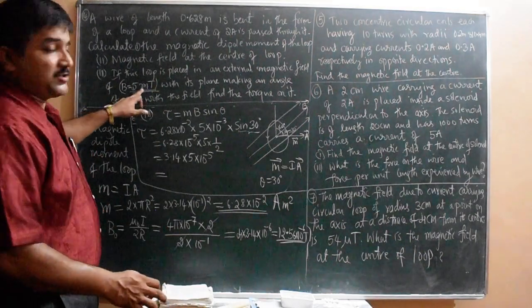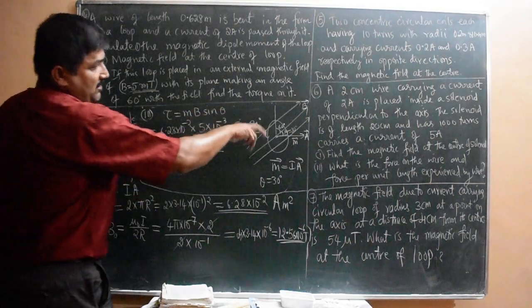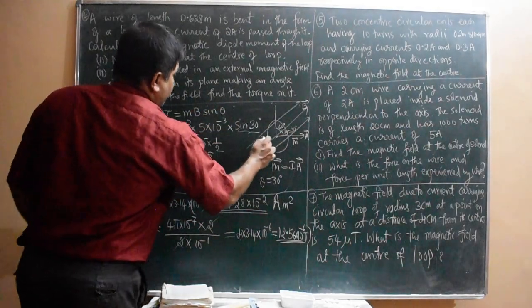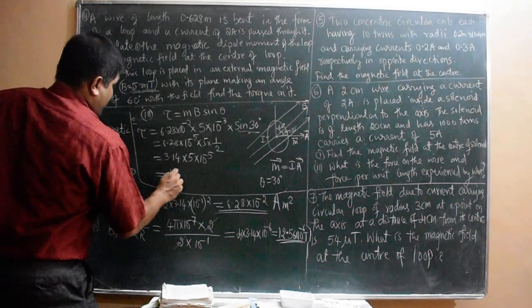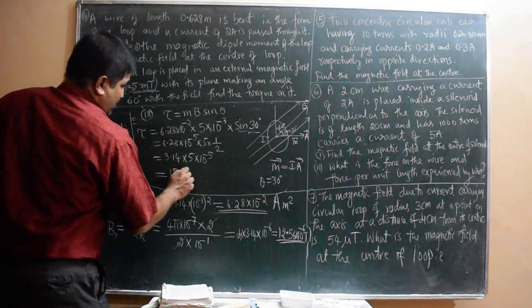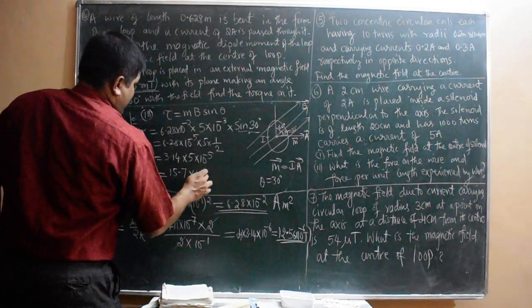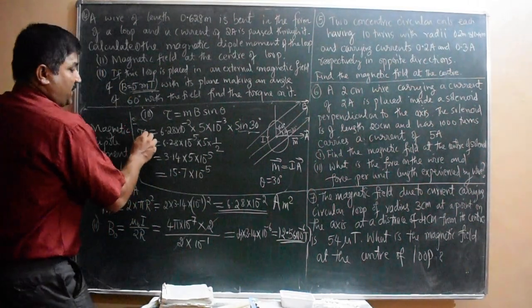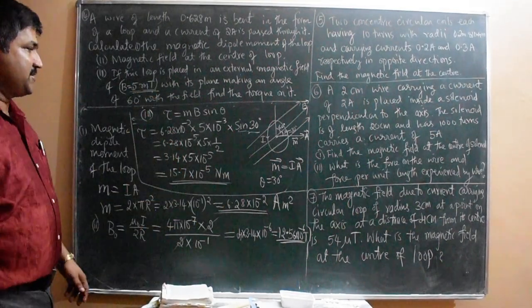This external field you have to substitute, not the field produced by the coil, not the field produced by the loop, but the field produced externally, applied externally. So multiply this: 15, then 14 7 is 70, so 0.7. 15.7 into 10 power minus 5. The unit of torque is Newton meter.